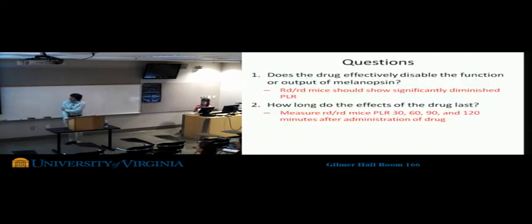Okay, so in order to establish whether the compound works, I used RD mice. Since the RD mice already don't have rods and cones, if I inject them with a compound that disables melanopsin, they should essentially resemble those double knockout mice. So their PLR should be significantly diminished, if not completely absent. And then to evaluate how long it lasts, I just measured PLR at 30, 60, 90, and 120 minutes post-injection.